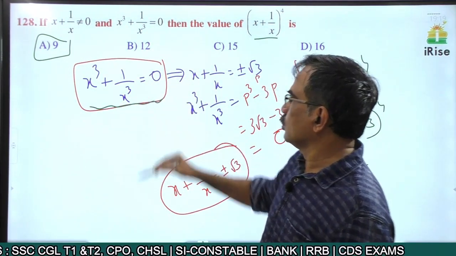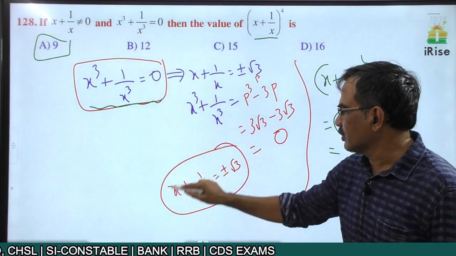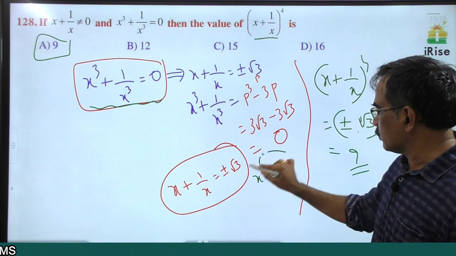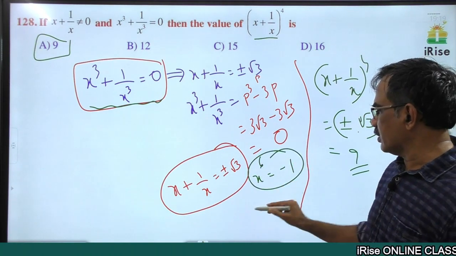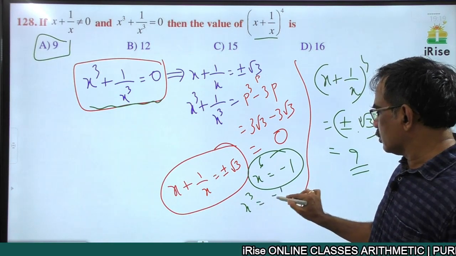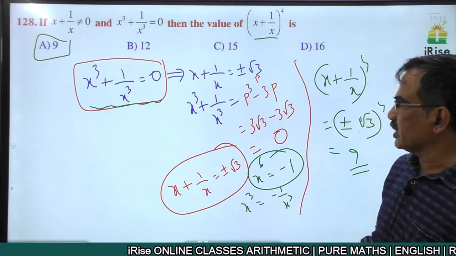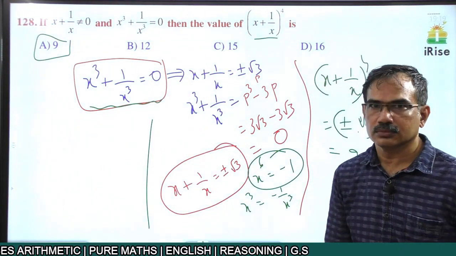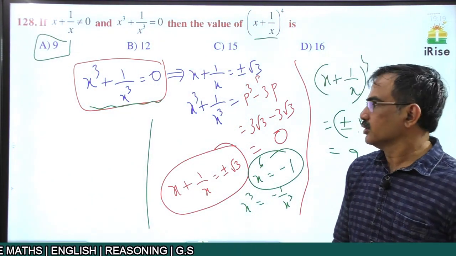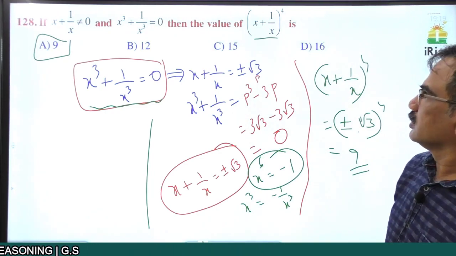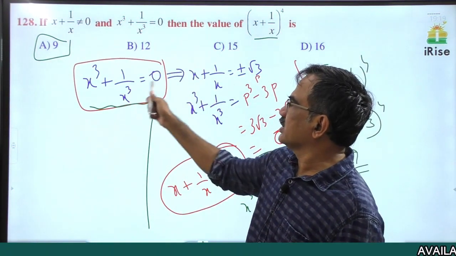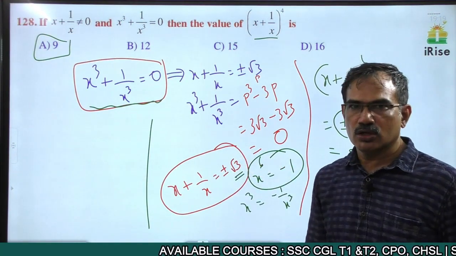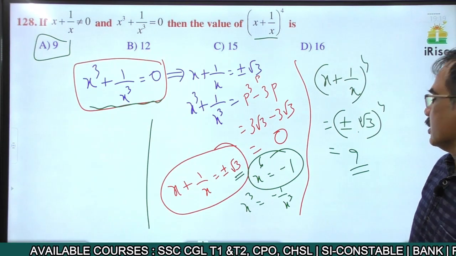You have to know this condition, please. If x plus 1 by x is equal to root 3, I have given x power 6 is also minus 1, please. If x power 6 is minus 1, divide by x cube, it is equal to minus 1 by x cube, or x cube plus 1 by x cube is equal to 0. Okay, so if x cube plus 1 by x cube is equal to 0, then x plus 1 by x is plus or minus root 3. Next one.